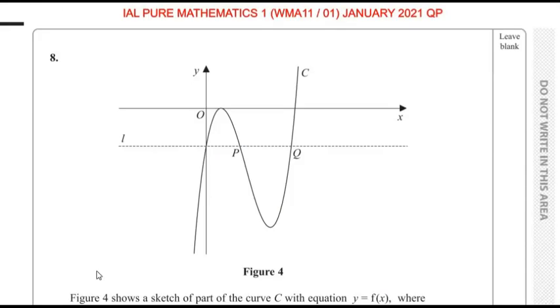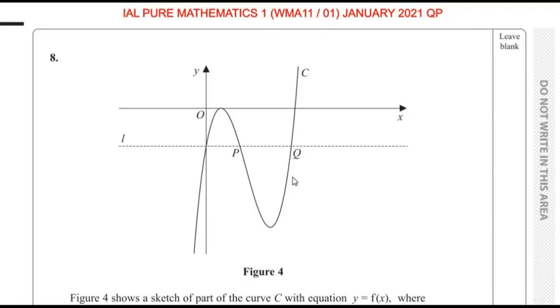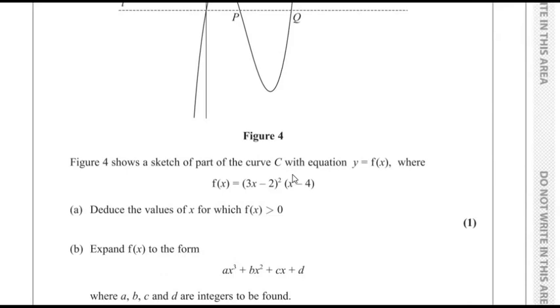Now let us look at the next question, which is also from the January 2021 question paper. Figure 4 shows a sketch of part of the curve C with equation y equal to f of x, where f of x is given as 3x minus 2 the whole squared times x minus 4. So they have given a curve here, curve C, and its equation is given by this f of x. Deduce the values of x for which f of x is greater than 0.